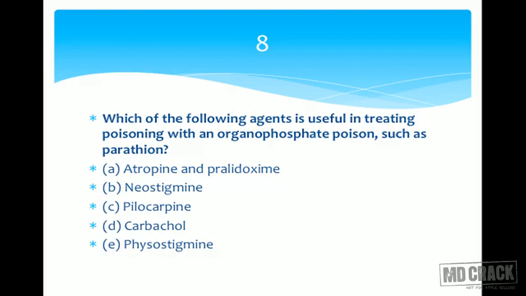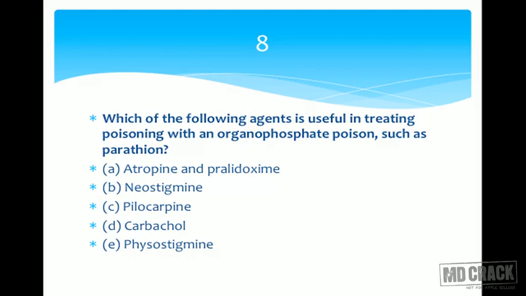See, if acetylcholine is accumulating, we need to block the cholinergic receptors, and to block them we need anticholinergic drugs. And I hope you remember one of the most important anticholinergic agents is atropine, which blocks the muscarinic receptor, and you have atropine in option A, and it's written along with pralidoxime. Pralidoxime helps for regeneration or reactivation of the cholinesterase enzyme. So A is the right option, atropine and pralidoxime.